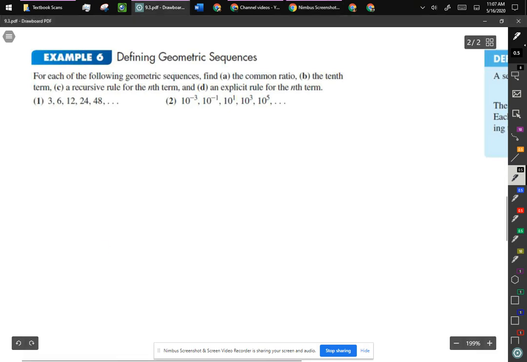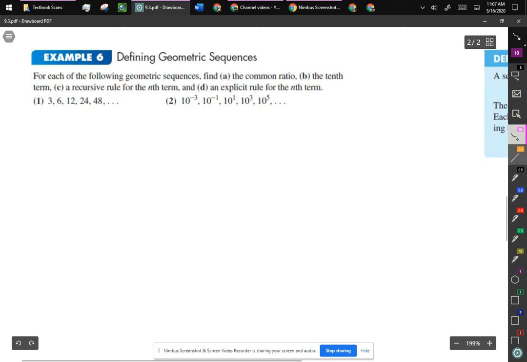Hey guys, welcome to example 6 of 9.3. We're going to define geometric sequences. So geometric has to do with multiplication. And this time, the pattern for the first one is 3, 6, 12, 48, right over here.